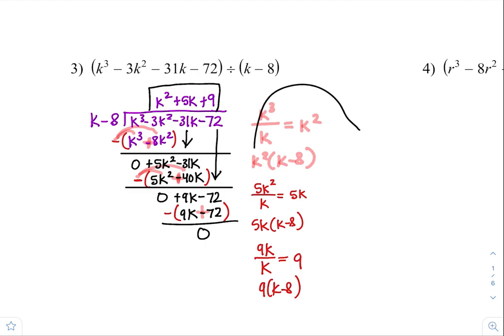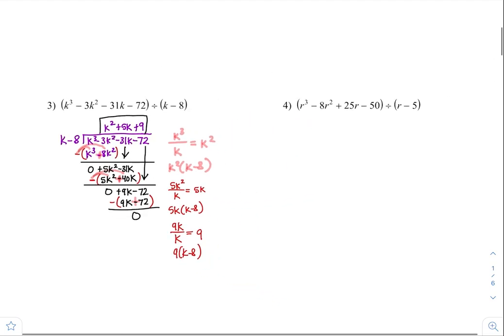So you guys don't need to do this. You guys can do this mentally in your head if you want, but I just write that down so that you guys can just kind of practice and get used to it.